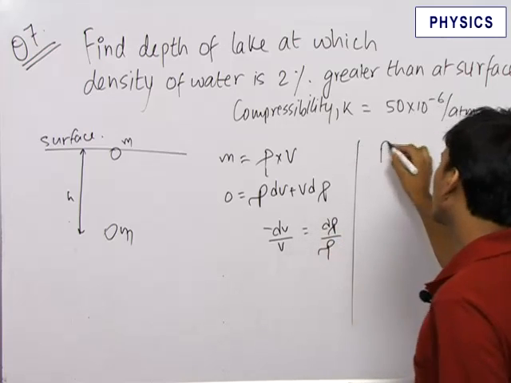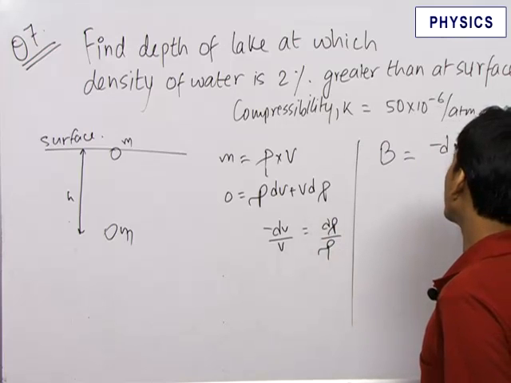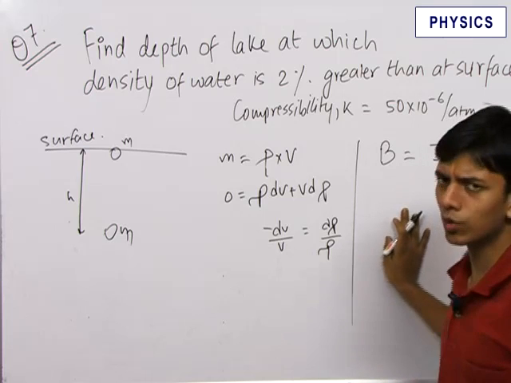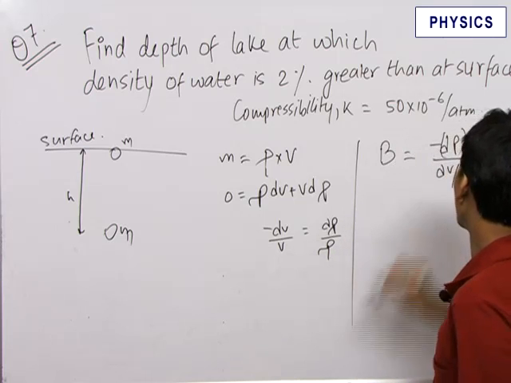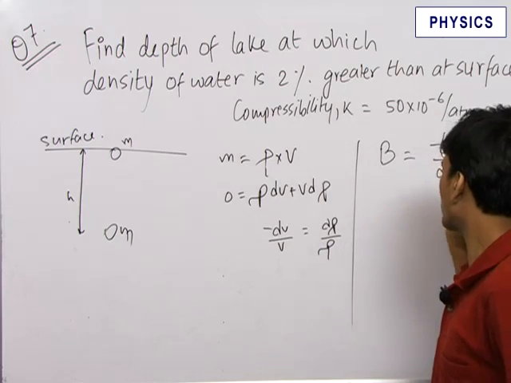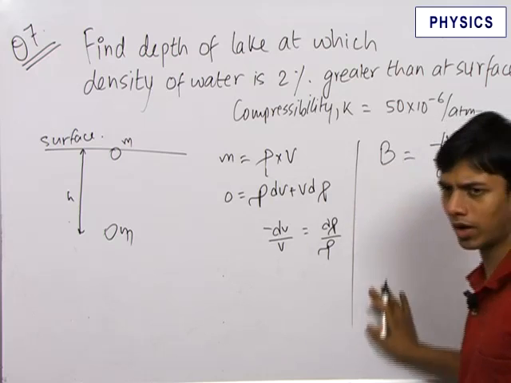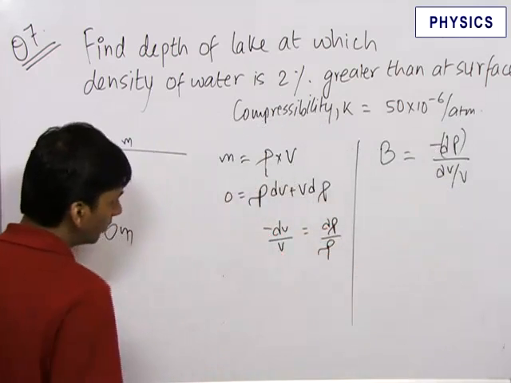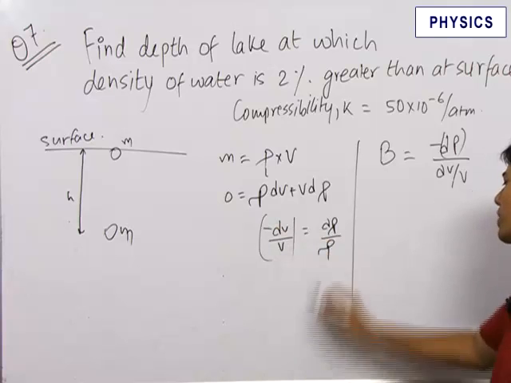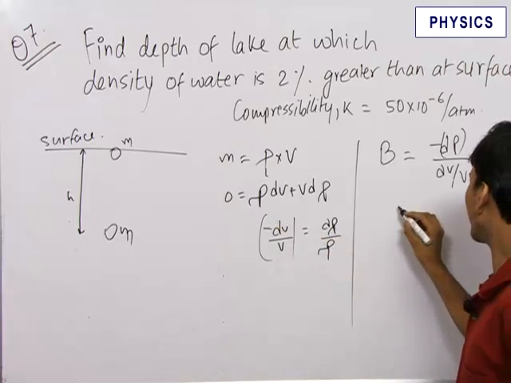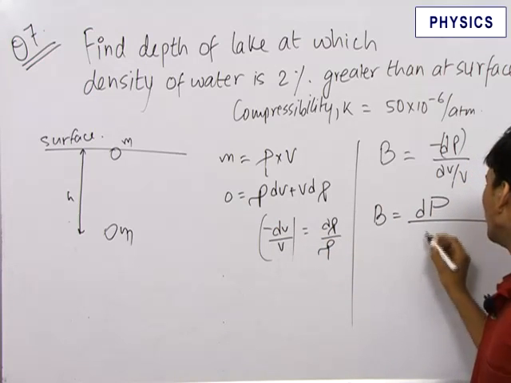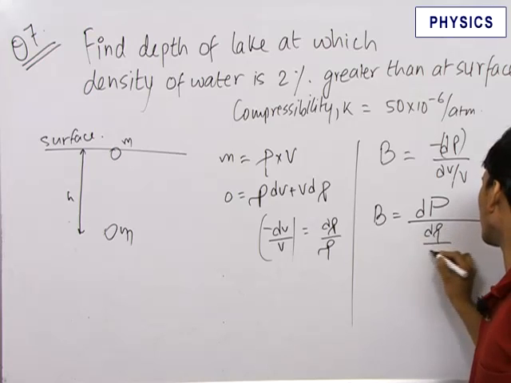Now we know the formula for bulk modulus is B = -dP/(dV/V), where bulk modulus is always equal to stress upon strain. The stress is the pressure dP and the strain is the change in volume upon original volume. We apply the negative sign just to make bulk modulus positive, because dV is negative. Now we know the value of -dV/V is equal to d rho/rho. Therefore this can be written as B = dP/(d rho/rho).